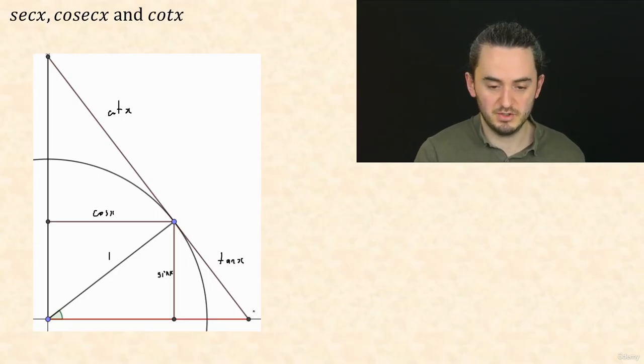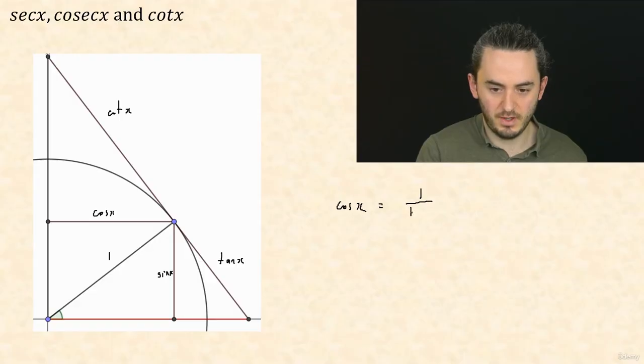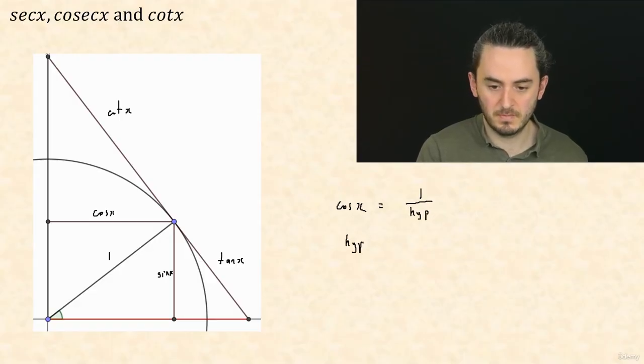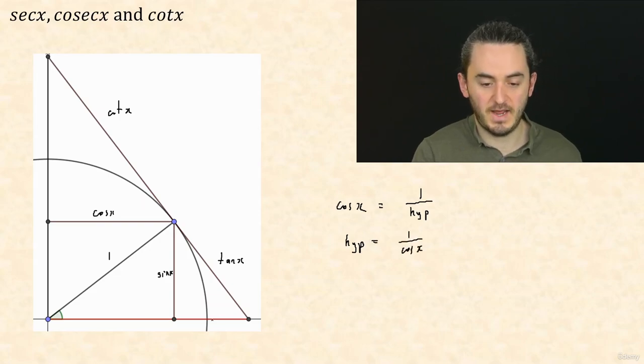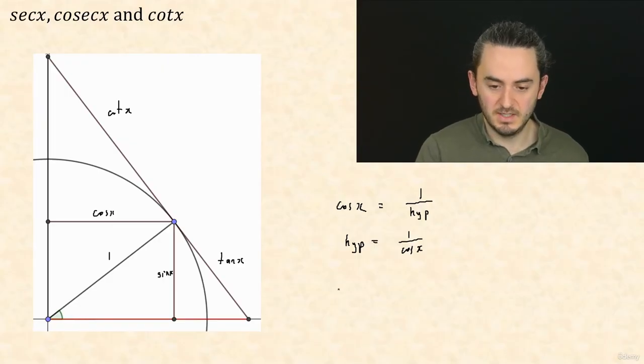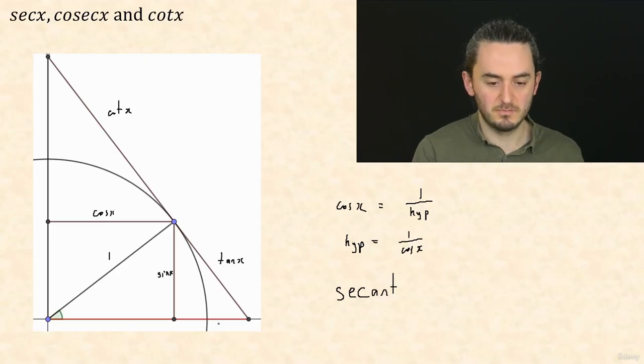So hypotenuse and adjacent is cos. So I've got that cos of the angle is the adjacent over the hypotenuse. Multiply through by the hypotenuse and divide through by cos, and I get the hypotenuse is 1 over cos x. So the length of this is 1 over cos x. We have a name for that. It is called the secant of the angle.